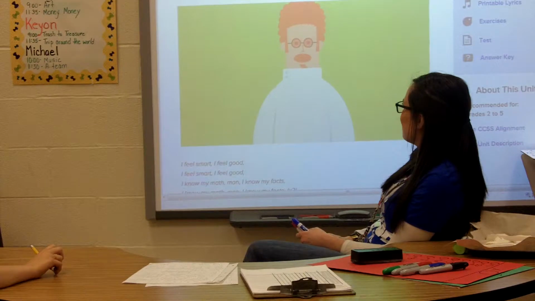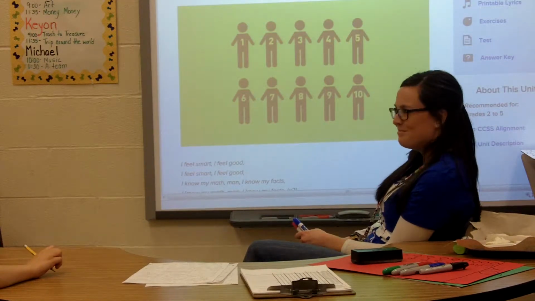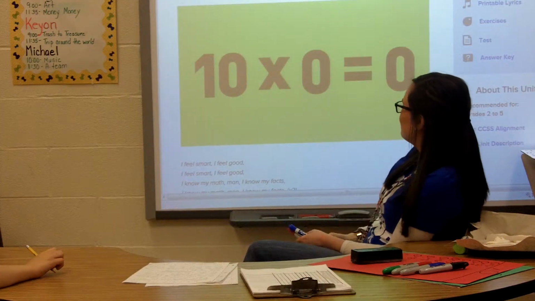Think of it like this. If you had 10 people and each person had 0 cats, how many cats would you have in all? 10 times 0, 0 cats.